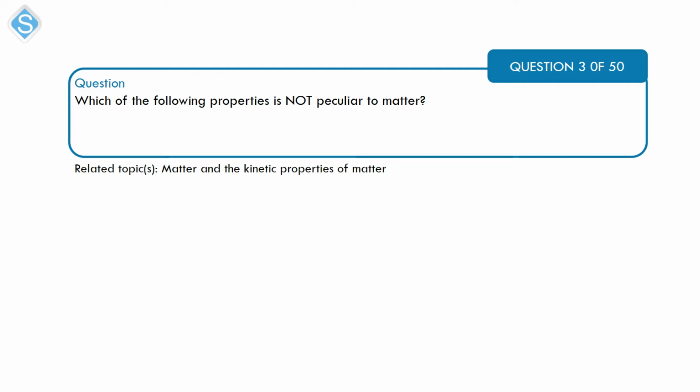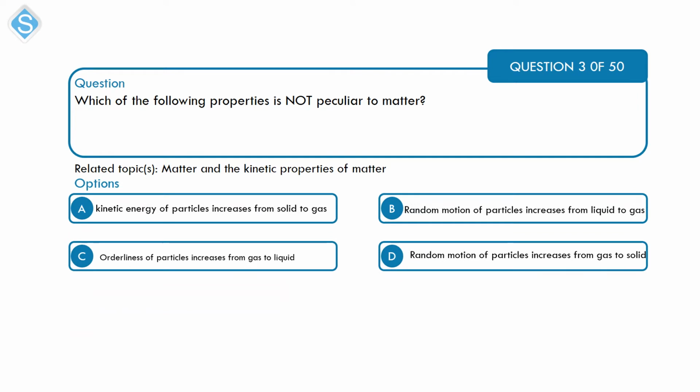Next is a question on the kinetic property of matter. Which of the following is not peculiar to matter? A. Kinetic energy of particles increases from solid to gas. B. Random motion of particles increases from liquid to gas. C. Orderliness of particles increases from gas to liquid. And D. Random motion of particles increases from gas to solid.